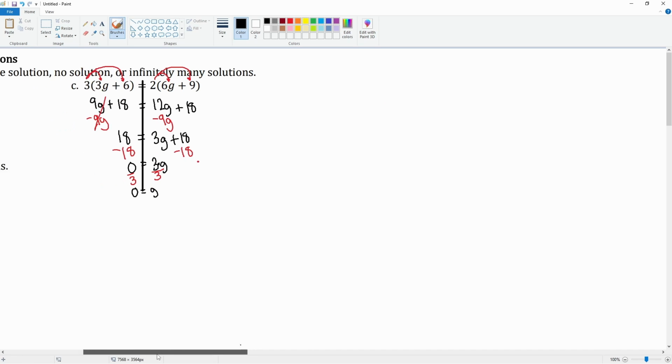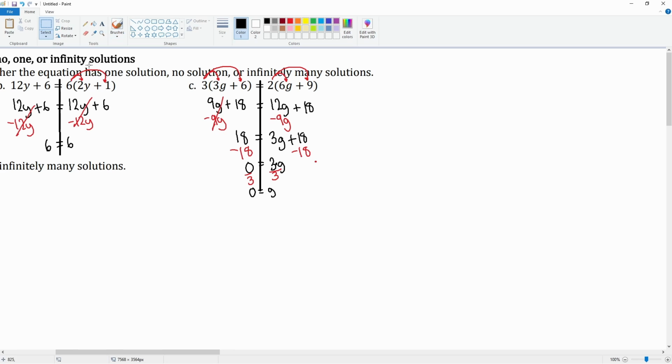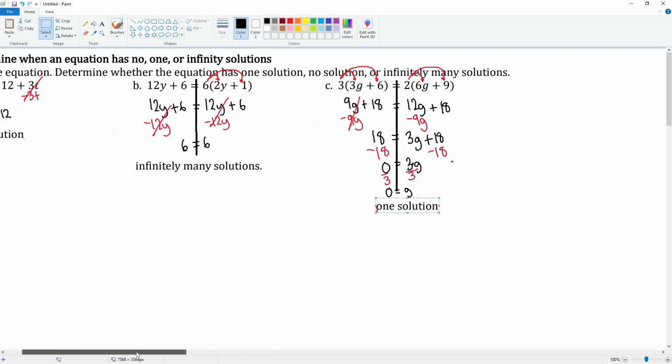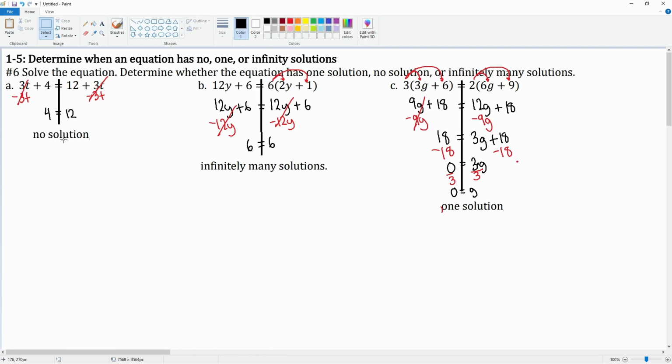So this one still has one solution. It is equal to 0, but g is equal to 0. That is one solution. So A, we see that is no solution because the left-hand side is not equal to the right-hand side. B, 6 is always equal to 6, so that is infinitely many. And C, it's a letter equals a number. So g equals 0, and that is considered to be one solution.